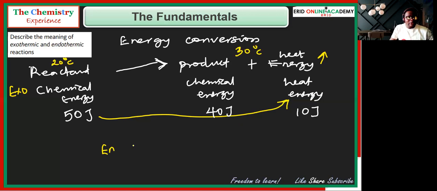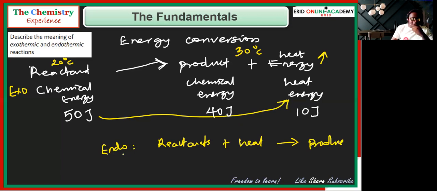So when it comes to endothermic reaction, the reverse will be the case. For your endothermic reaction, your reactants will require what? Heat energy. They will absorb heat energy. They will take it in to form product. Can you see that? Your reactant will absorb heat energy. That is why we say in endothermic reaction, energy is absorbed. Energy is taken in. So your reactant absorbs heat energy for the reaction to progress.